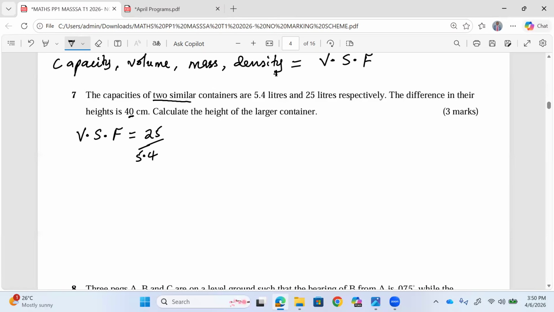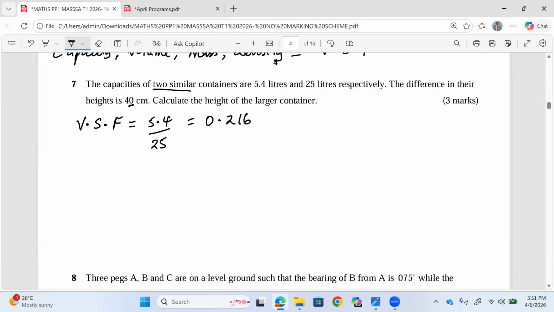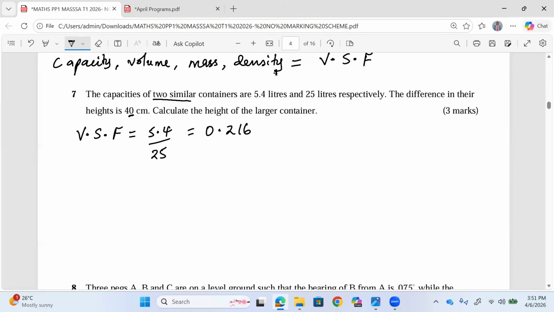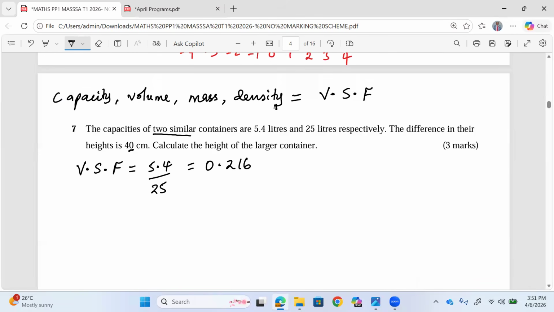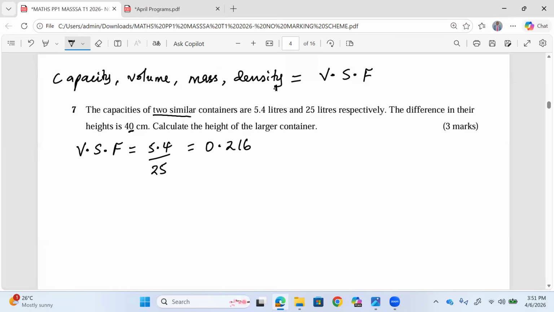Okay, we can also inverse that. Sorry, let me inverse. We can even have the ratio of the smaller over the bigger. This is giving us 0.216. This is now the ratio of the volumes, capacities, giving us the volume scale factor.